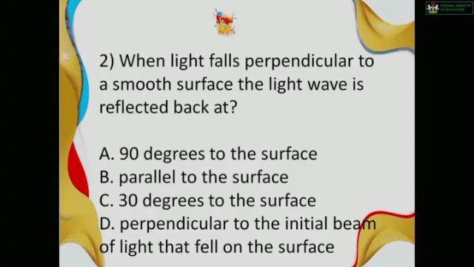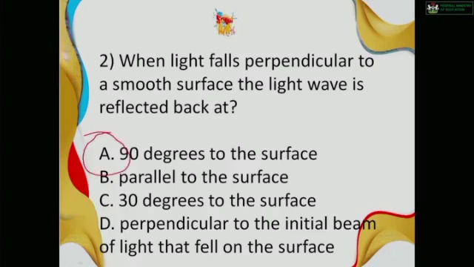Question 2. When light falls perpendicular to a smooth surface, the light ray is reflected back at A. 90 degrees to the surface, B. parallel to the surface, C. 30 degrees to the surface, and D. perpendicular to the initial beam of light that fell on the surface. Now you know the correct option for that will be A. 90 degrees to the surface.